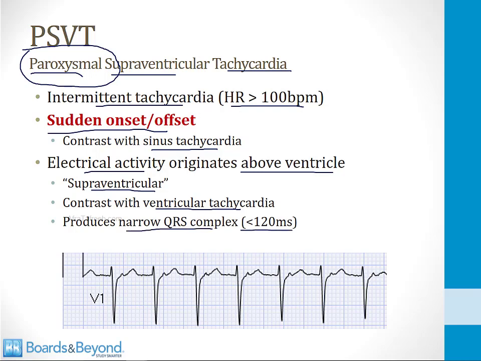So shown on the screen here is an example of what a PSVT looks like on ECG. You can see that the QRS complexes are close together. The heart rate in this tracing is about 150 beats per minute or so. You can see that the QRS complexes are narrow. They are less than 120 milliseconds. Therefore, this is a narrow complex tachycardia. And if this were to occur suddenly in a patient, we would then call it a PSVT.